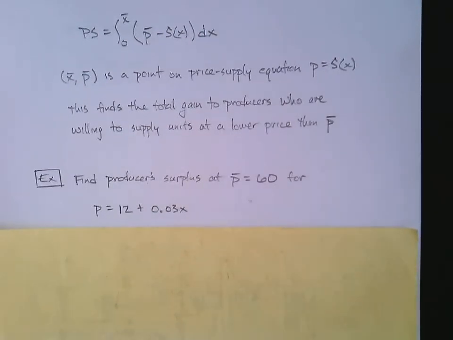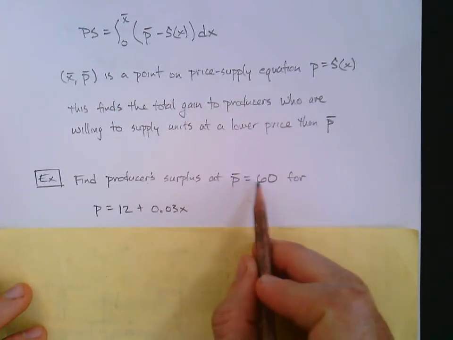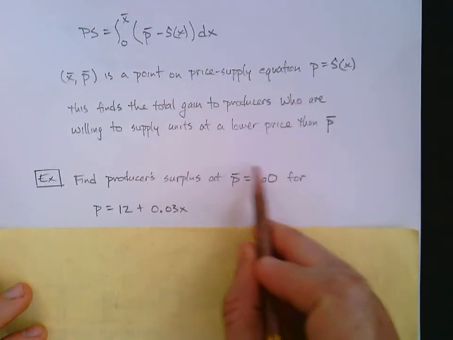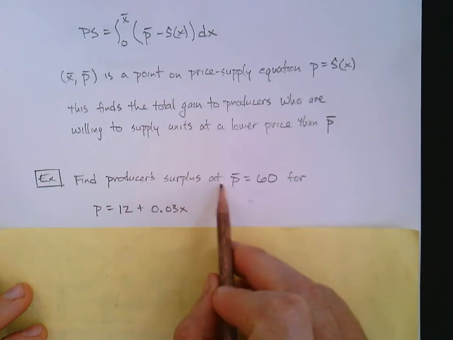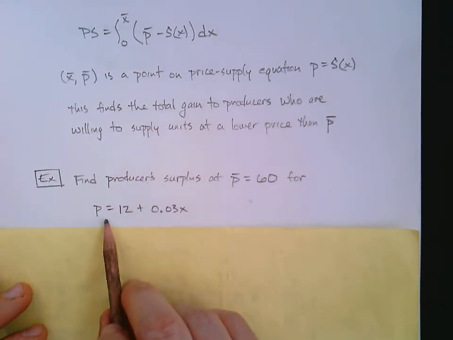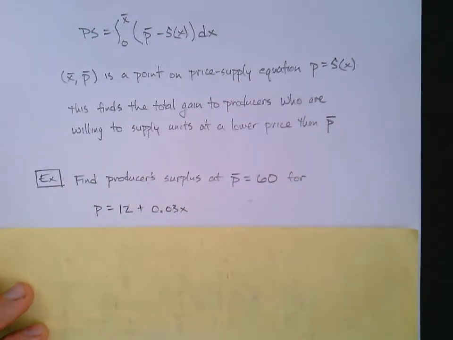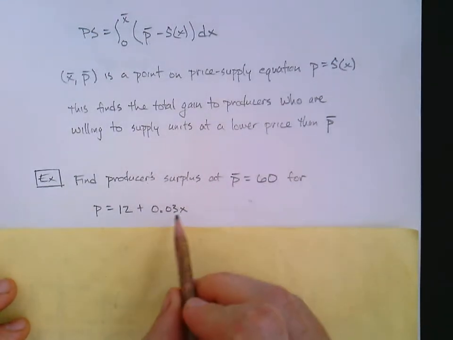Find the producer's surplus at this price, P bar equals 60. So they're charging $60 for their product. Find the producer's surplus at P bar equals 60 for this price supply equation, P equals 12 plus 0.03x. We got our price, and x represents our supply.